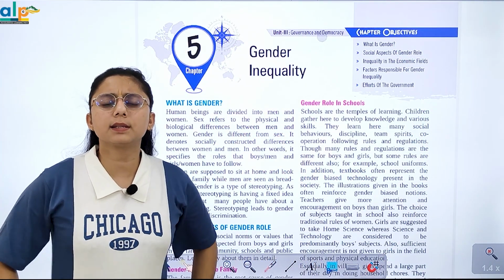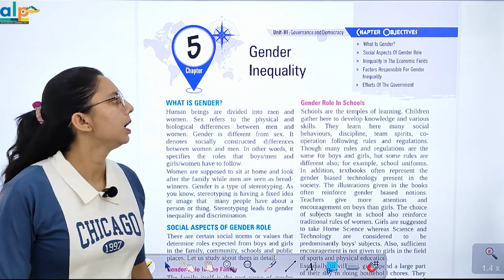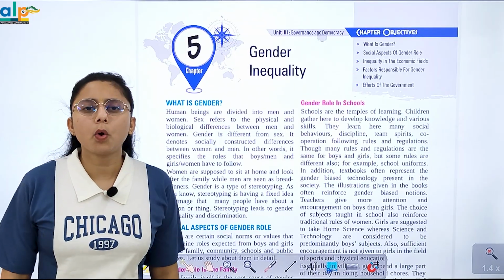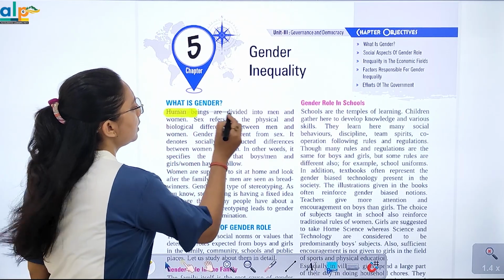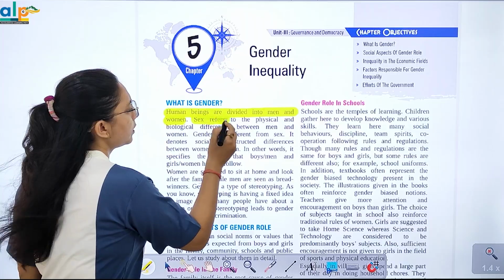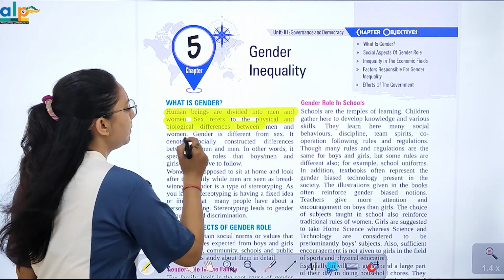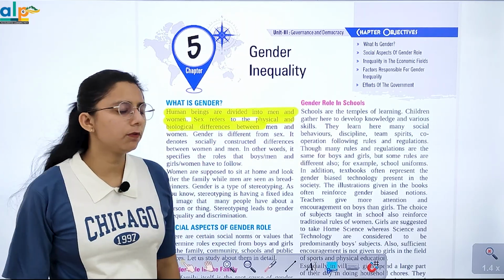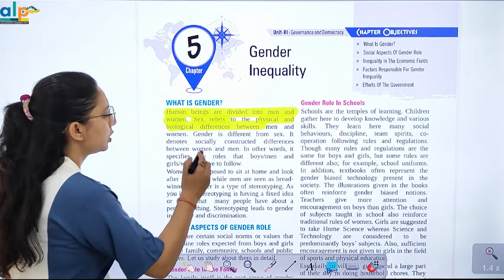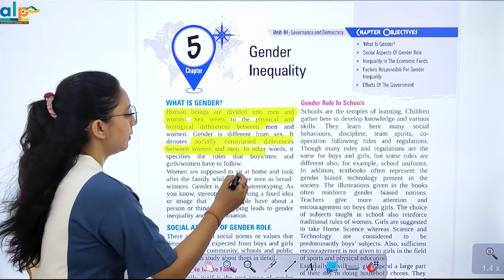Now children, today let's start with chapter number 5, that is gender inequality. What is gender? Human beings are divided into men and women. Sex refers to physical and biological difference between man and woman. Gender is different from sex. It denotes socially constructed differences between men and women.